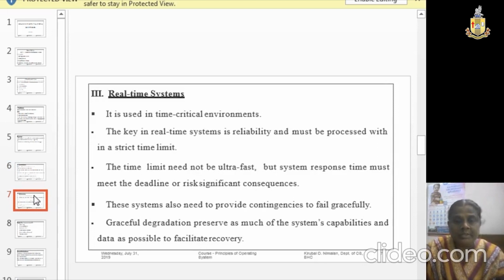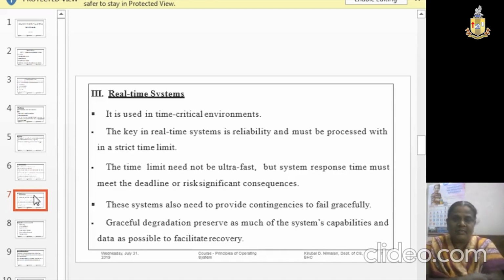Next one is the real-time systems. They are used in time-critical environments. The key to real-time systems is reliability, and the work must be processed within a very strict time limit. The time limit need not be ultra-fast, but the system's response time must meet the deadline or risk significant consequences. These systems also need to provide contingencies to fail gracefully.